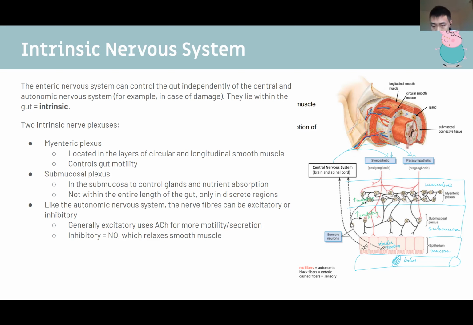And you can see that the stretch receptors also feed directly onto the enteric system itself rather than going to the central nervous system. But that's just about as much as you need to know. You just kind of know that this exists and they regulate the gut as well. And there's some interplay between the parasympathetic, or the autonomic nervous system and the enteric nervous system.